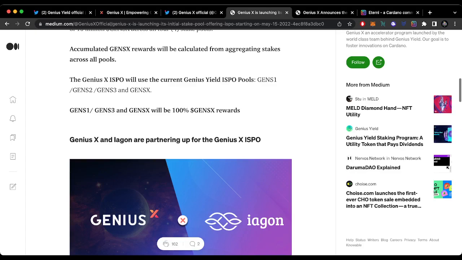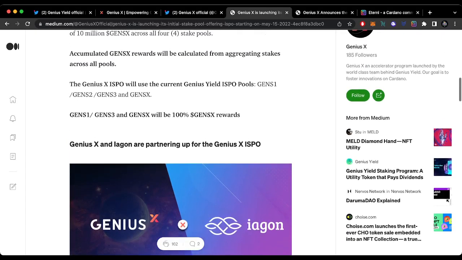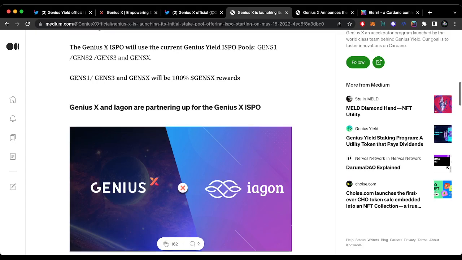Now, Gens 1, Gens 3, and Gens X will be 100% Gens X rewards. So very similar to what Genius Yield was doing. In fact, identical. But Gens 2 will be 50% Gens X and 50% Igon. And I'm sorry if I'm saying that wrong. Now, Igon is actually partnering up with Genius X's ISPO.